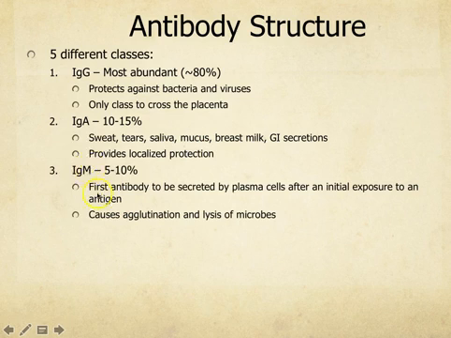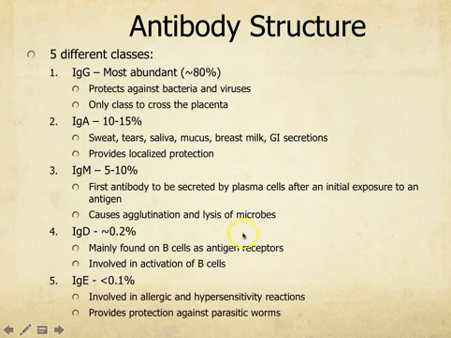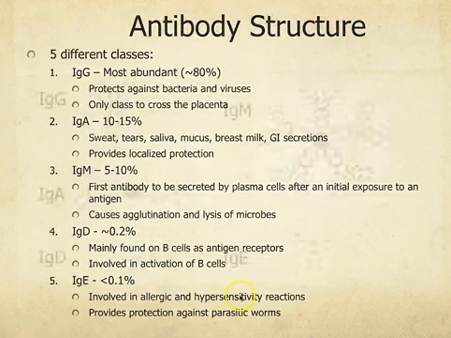IgM, you can see it's very quick to respond. It's the first antibody to be secreted by plasma cells after initial exposure to an antigen. And this is also one of the ones that causes agglutination to occur and the lysis of microbes. IgDs, not very plentiful. These act more as receptors on the surface of B cells. They're antibodies embedded into the surface of a B cell. And you have IgEs, and these are involved in allergic and hypersensitive reactions and help protect against parasitic worms.